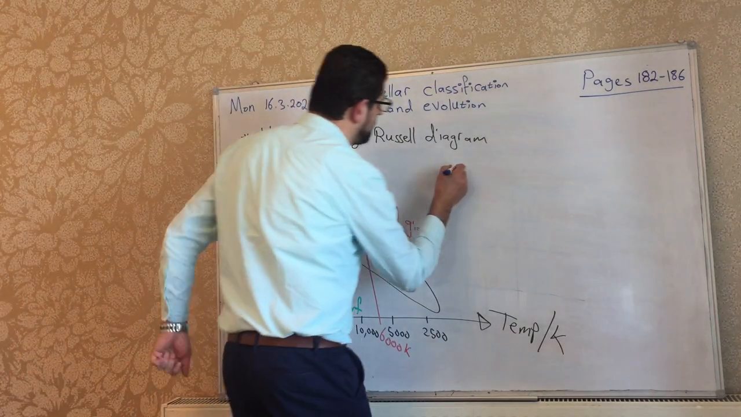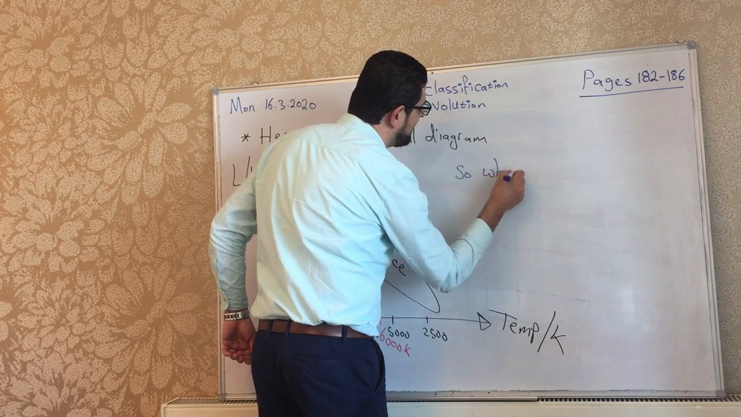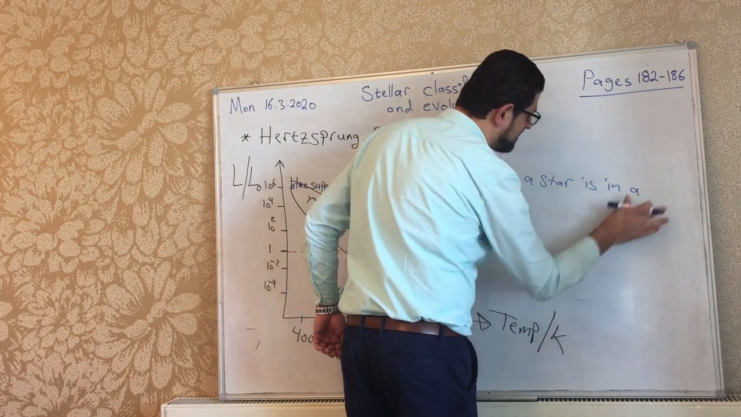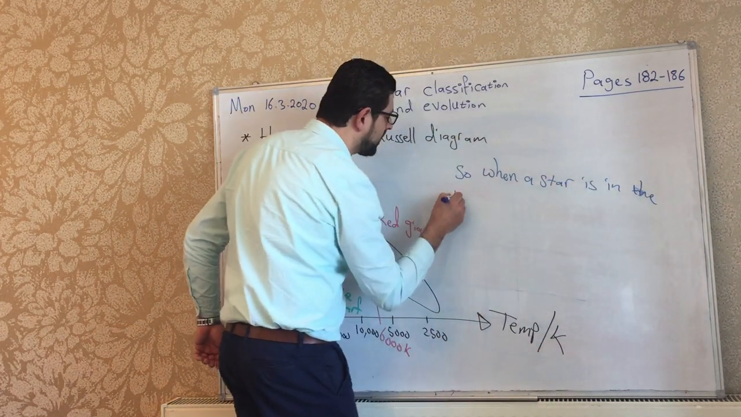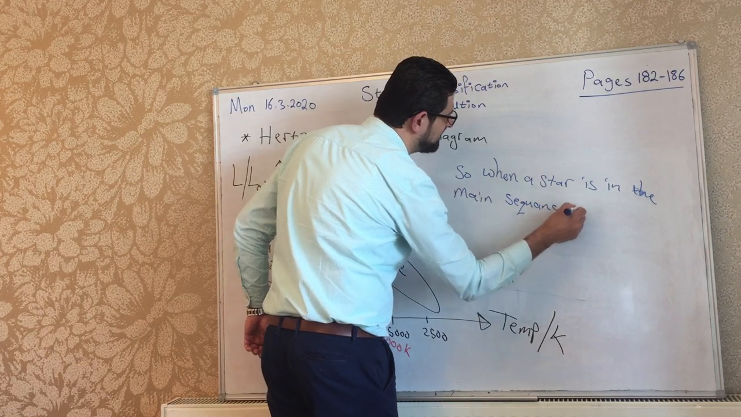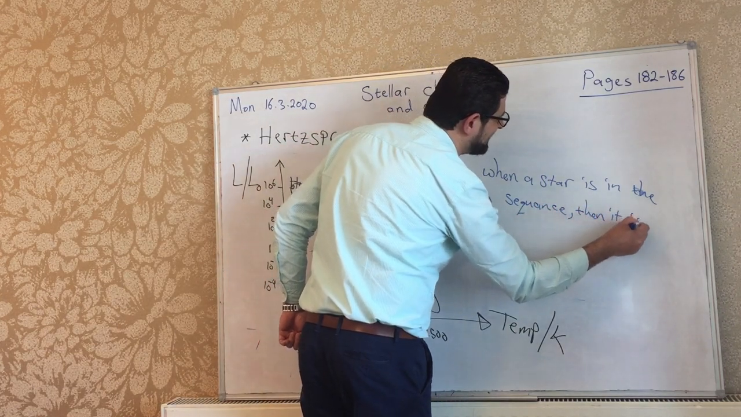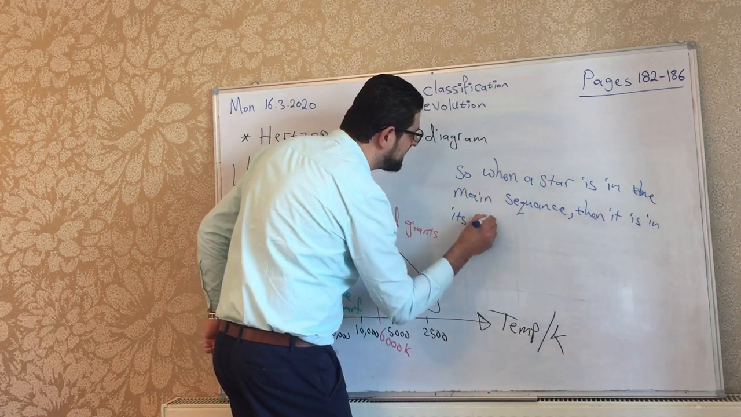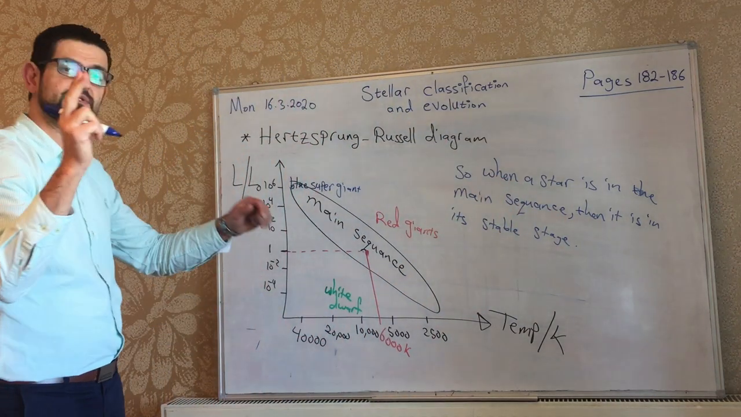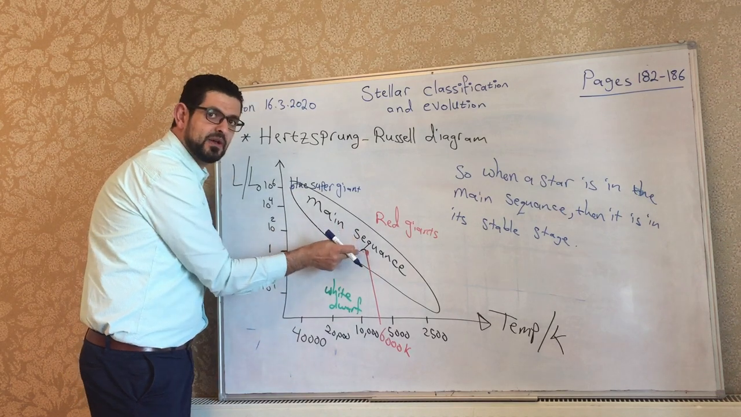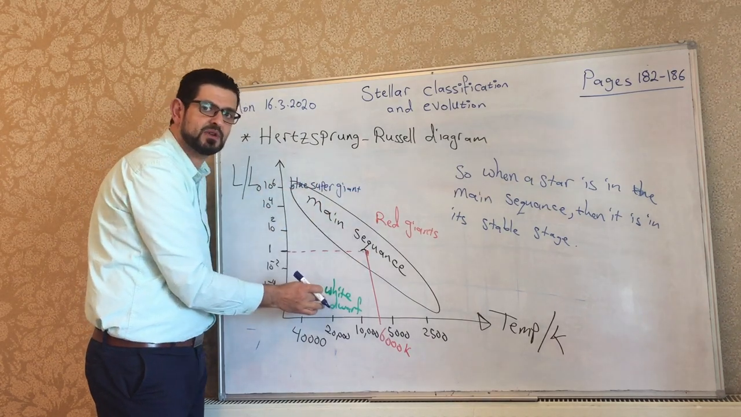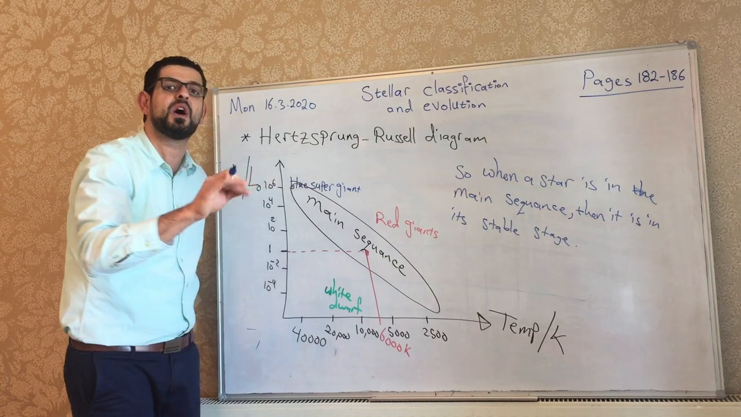Okay? So, when a star is in the main sequence, then it is in its stable stage. What do we mean by this? It means two things. First, when the star is here, it's stable. When it's red giant or white dwarf, even the blue is stable, but the red giant and the white dwarf, because they are not on the main sequence, they are unstable.